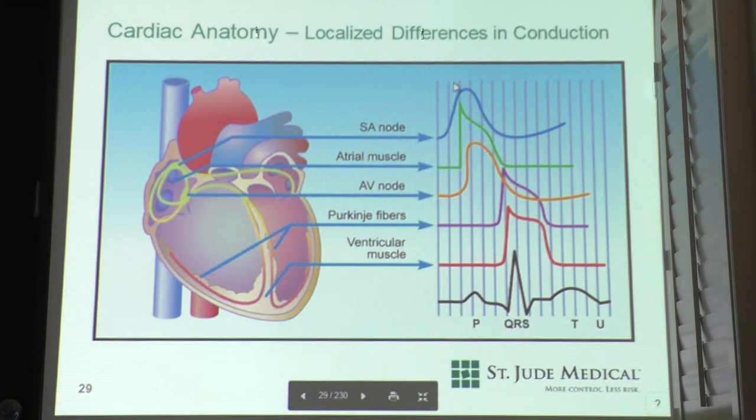So the atrium starts first, then it goes to the AV node, then it goes to the His-Purkinje system, and then later, you notice, you get the QRS. Why is it later? What do you think? It's got to get to the antenna. So the signal actually has to depolarize the ventricular myocardium, which happens after the activating fibers, and then it gets to the antenna. So there's a latency period, right?